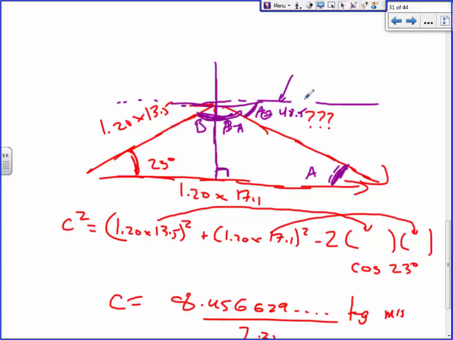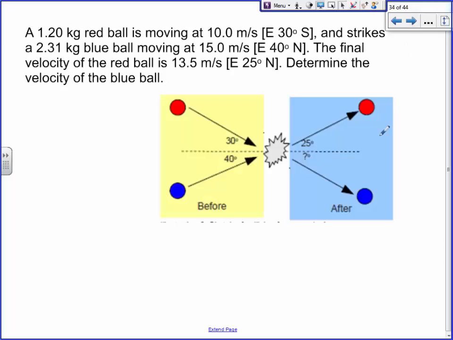So okay, last one then. This is the sucky one.